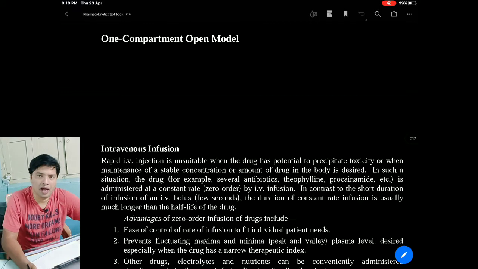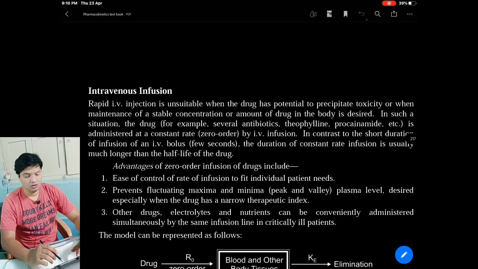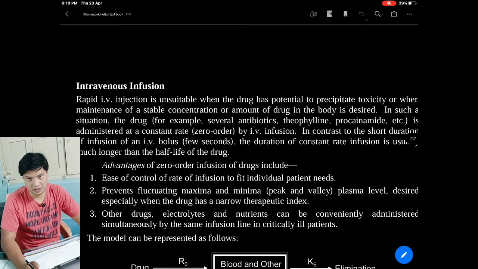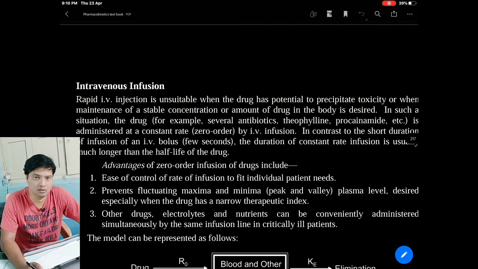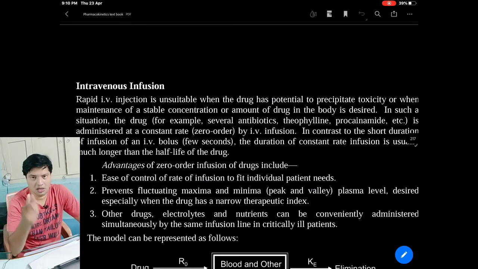The problem with IV bolus is, as you can clearly see here, rapid IV injection is unsuitable when the drug has the potential to give toxicity. If it has a potential to precipitate toxicity, in that case you can't inject the full dose in one shot. That is what IV bolus is.